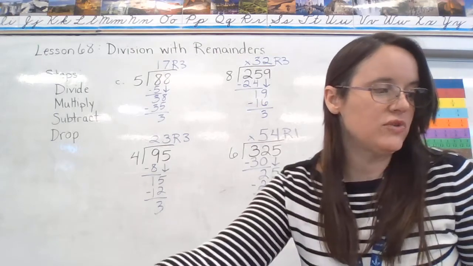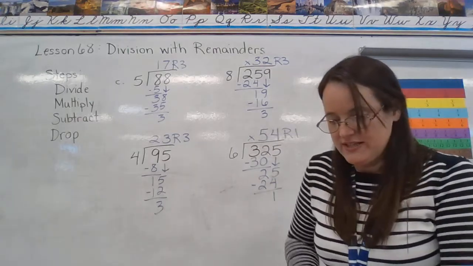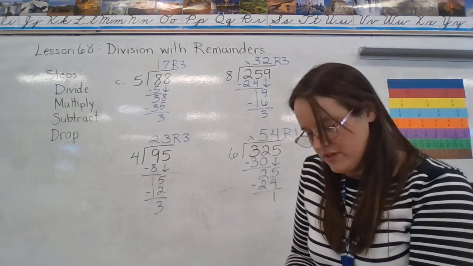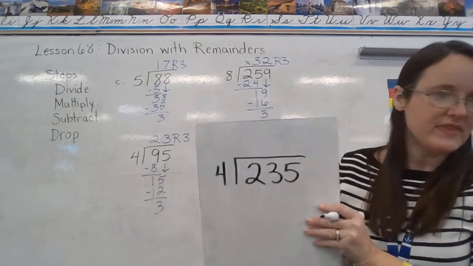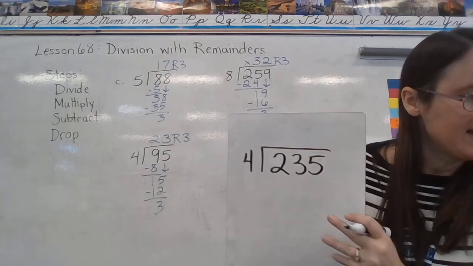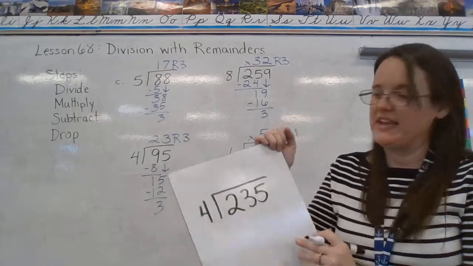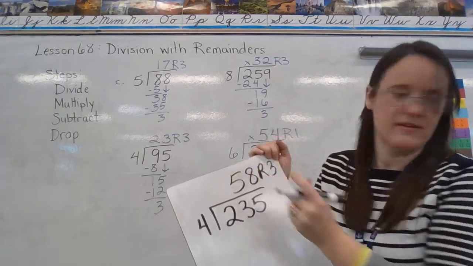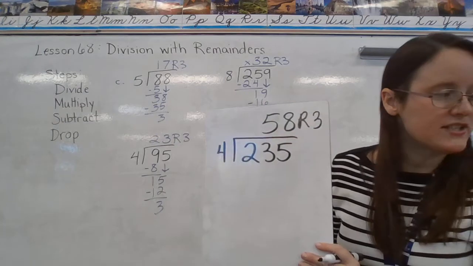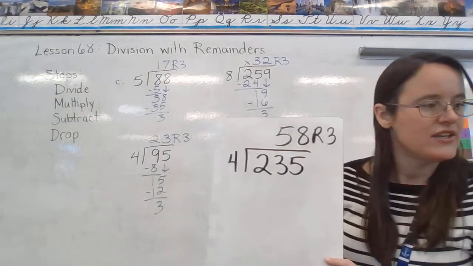Shu divided 235 by 4. So let's start with 235 divided by 4. And got 58 remainder 3 for her answer. Describe how to check her calculations.